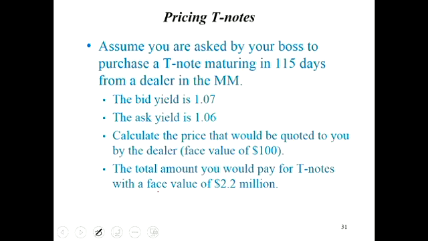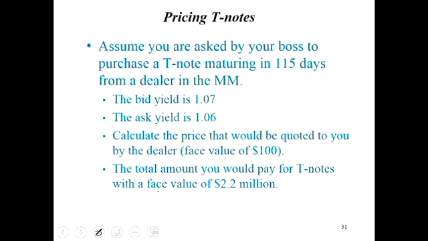So once you convert that into decimal, it is 0.0106. The fact you got two in there, they always give you two. He's asking 1.06. And if you think about the inverse relationship between the yield and the price, the lower yield gives a higher price. He will sell to you at a higher price than he will buy from you. So the number of days is 115. So plug that in there.